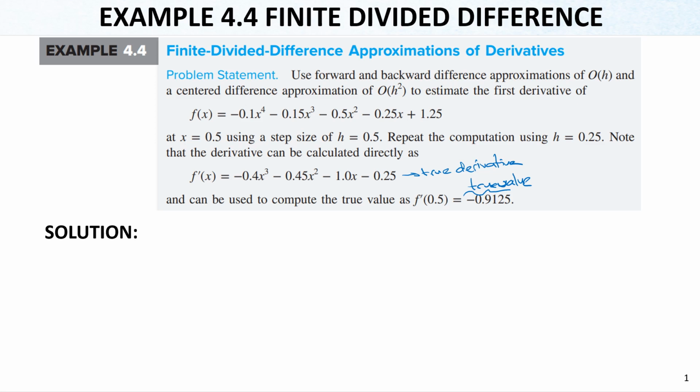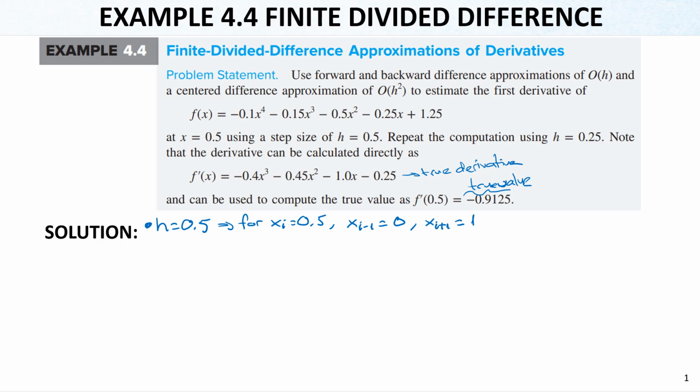And for the solution, as it says, we will start with h equals 0.5, and xi is 0.5. Because step size is 0.5, xi minus 1 is simply 0.5 minus 0.5, because h is the difference between them. Xi minus 1 is 0 then, and xi plus 1 is simply addition of the step size to xi, which gives us 0.5 plus 0.5, which is equivalent to 1.